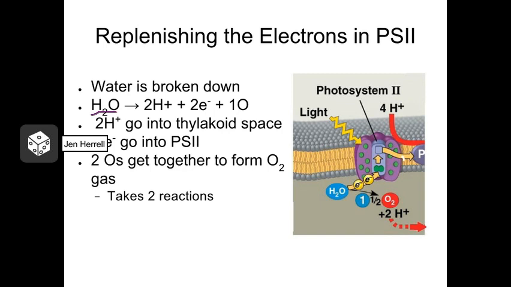In this reaction, each water molecule is broken down into 2 hydrogen ions, 2 electrons, and a single oxygen atom. The hydrogen ions are pumped into the thylakoid space, so they actually help build that proton gradient that's going to help make some ATP. The 2 electrons that are stripped go back into photosystem 2 to replenish the electrons that are removed. And after 2 cycles of this, the 2 oxygen atoms get together and make O2.